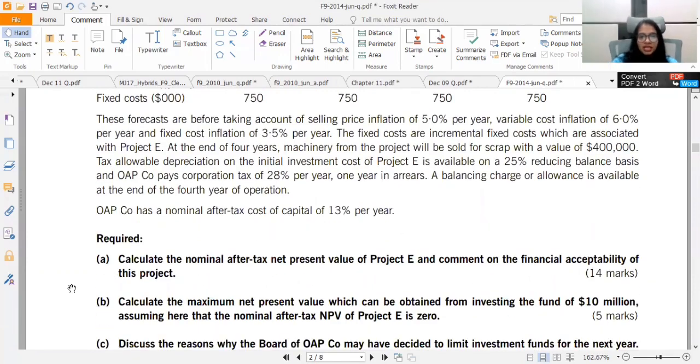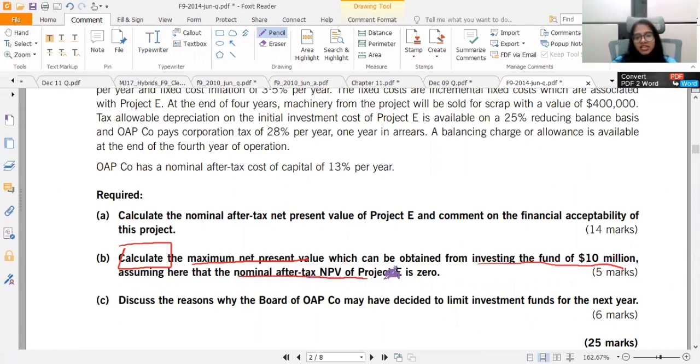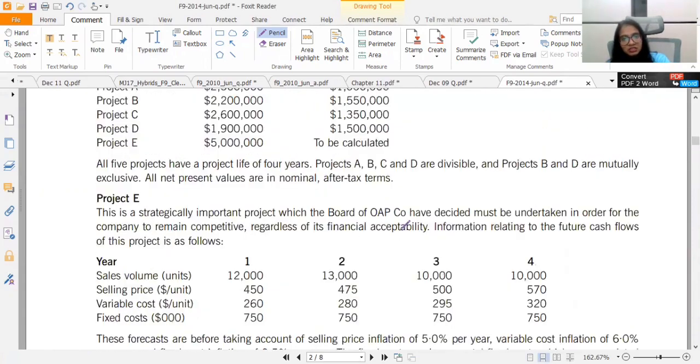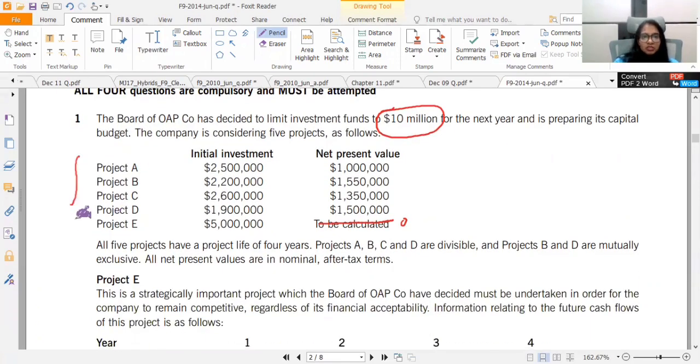Now, here he asks you to calculate the maximum net present value which can be obtained from investing the fund of 10 million, assuming here that the nominal after tax NPV of project E is 0. So he assumed that this NPV is equal to 0. Okay, let's read the question together. The board of OAP has decided to limit investment funds to 10 million for the next year and is preparing its capital budget. The company is considering 5 projects as follows: A, B, C, D, E.